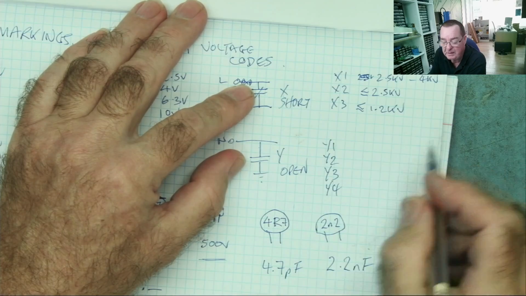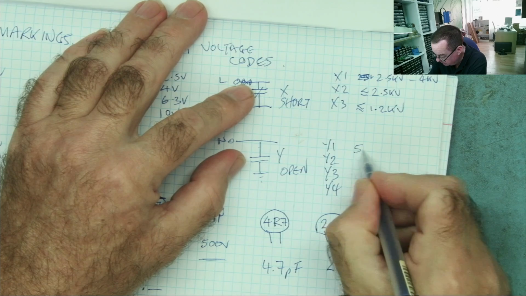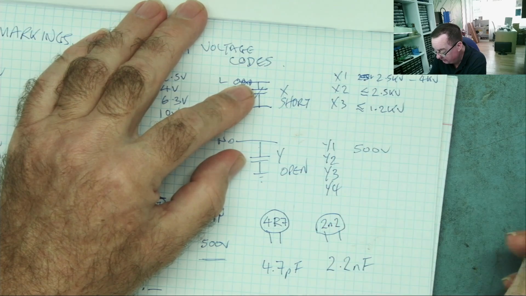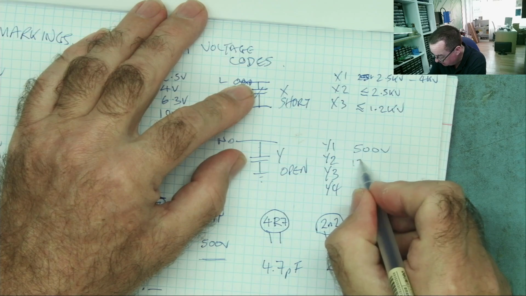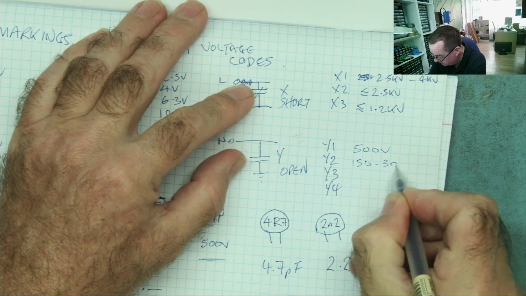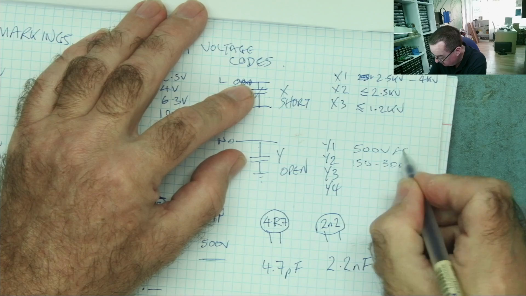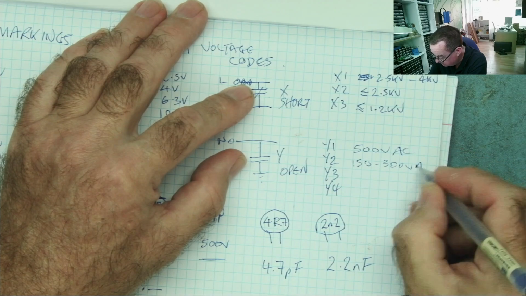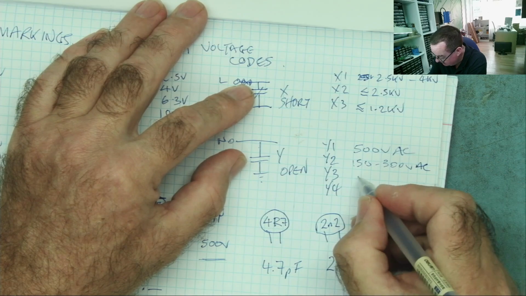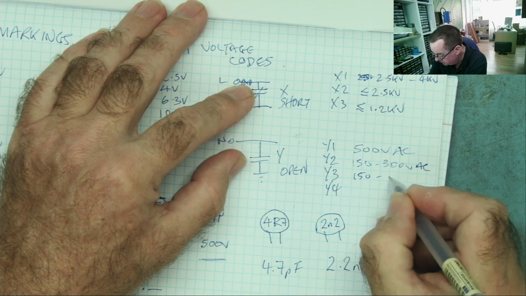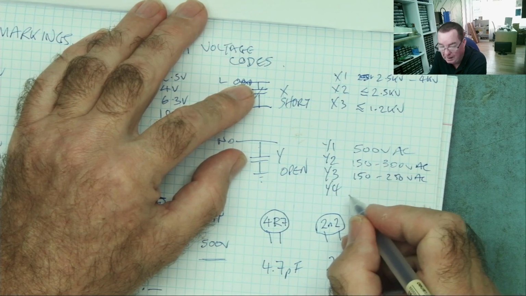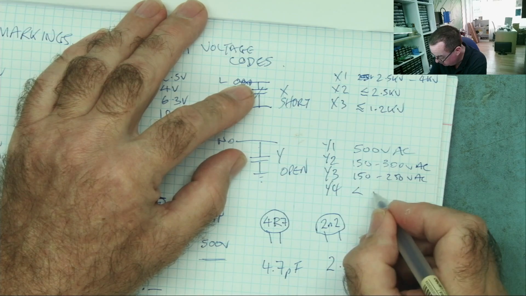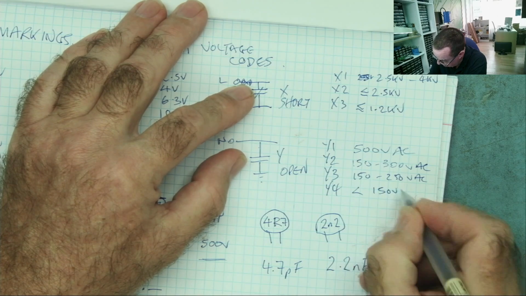The Y capacitors, well, Y1 has a voltage up to 500 volts. The Y2 is working between 150 to 300 volts. These are AC, by the way, AC voltages. Y3, 150 to 250 volts AC. And Y4 is less than 150 volts AC.